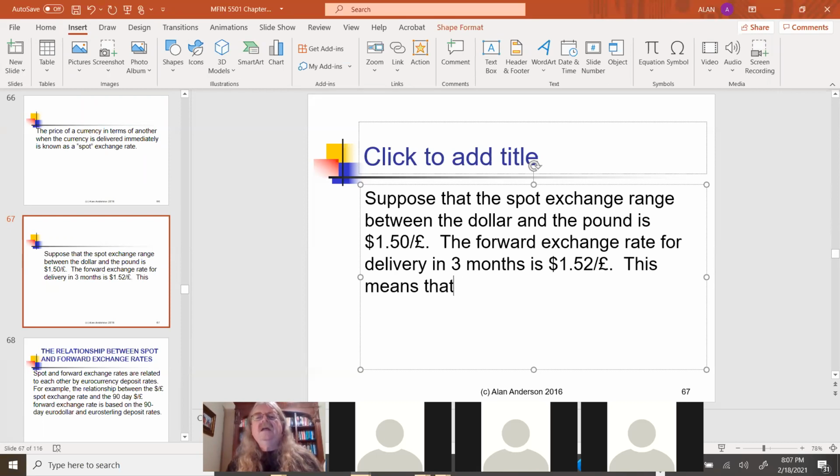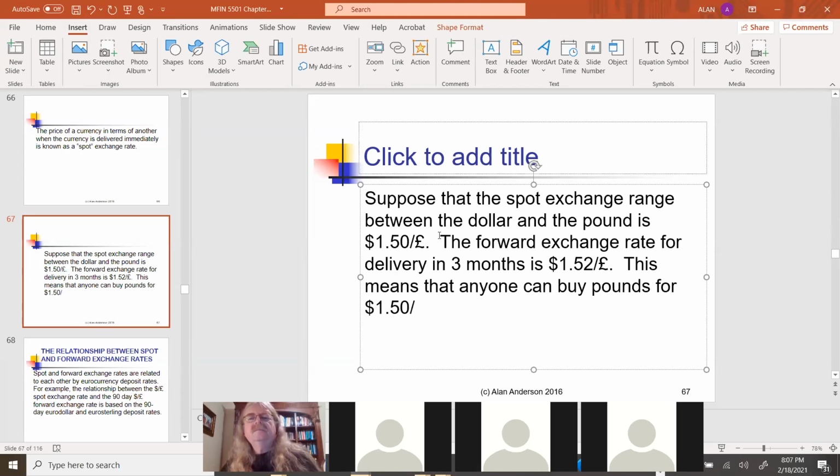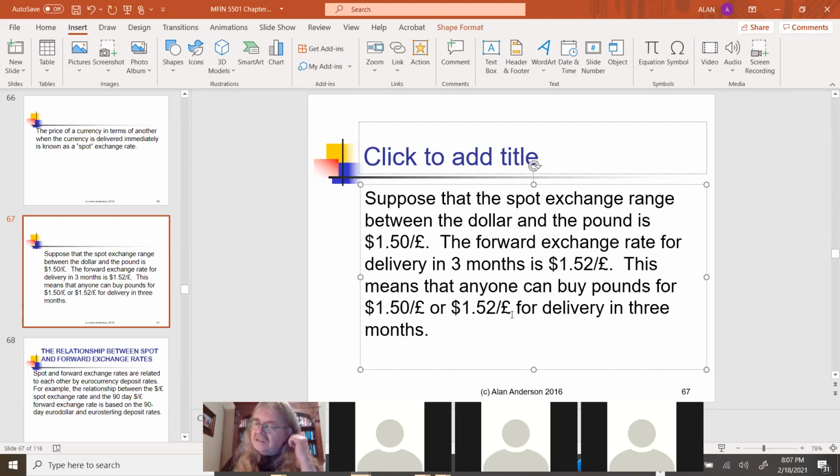This means that, let's say, anyone can buy pounds for $1.50 for immediate delivery, or $1.52 for delivery in 3 months. So that still leaves open the question of why would you want to ever buy pounds for delivery in 3 months?